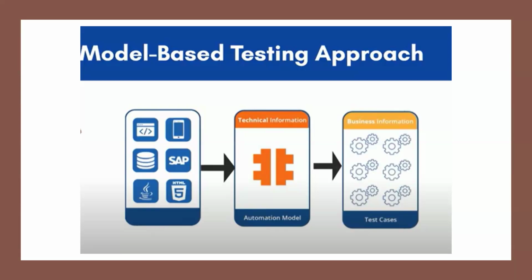Okay, so coming to this model-based approach, first we decide the model. The model can be anything. It might be an SAP application, it might be Salesforce. There are different types of applications; you choose one and you create a model. This model contains all the technical information. Once we have this model ready, we call it a module in our Tosca. Then, once we create this module, we give the business information. I'll tell you how technical information differs from business information. We give this business information and then we start running our test case.